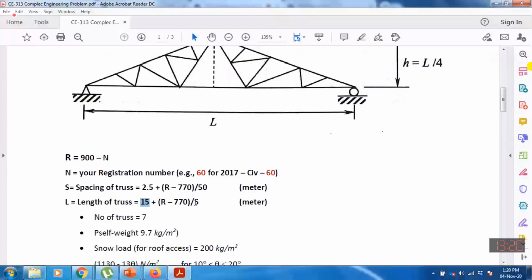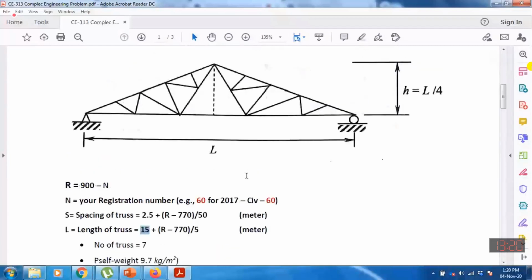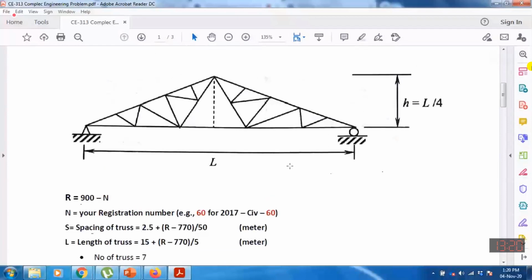After having the length, for example, you know the length, height is equal to length by 4. So you know half length, you can determine this angle. If you know this angle, you can determine the total length of top chord and also this. The top chord is divided into 5 equal parts, and the bottom chord you will also divide into 5 equal parts, and then you can get the complete configuration of your truss.